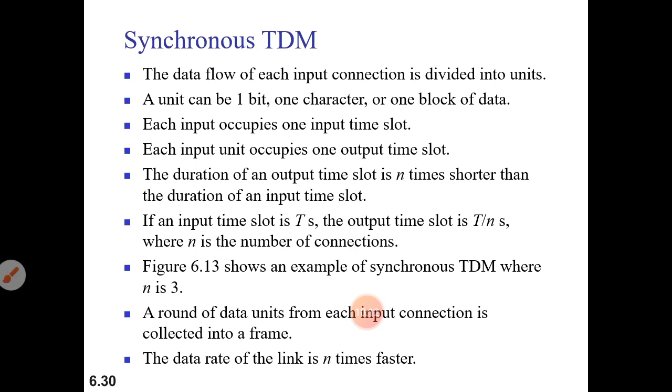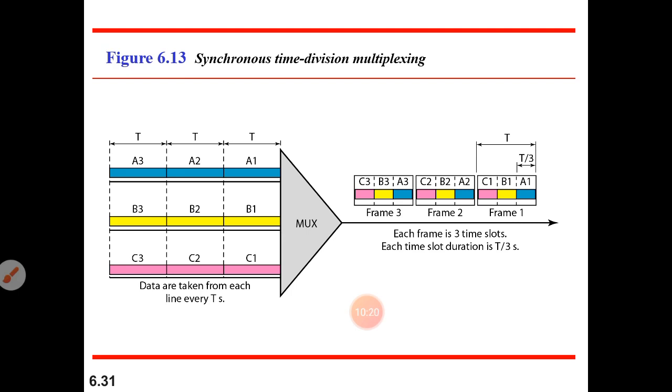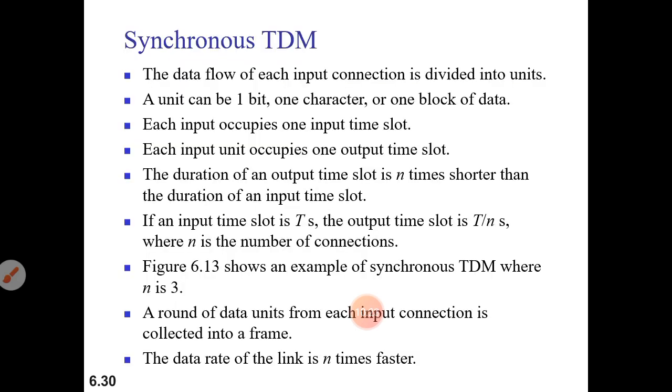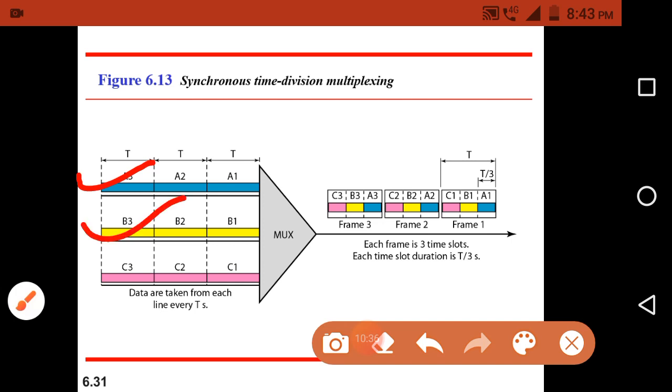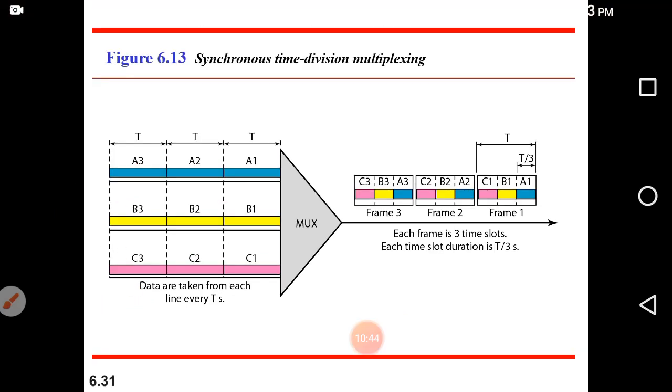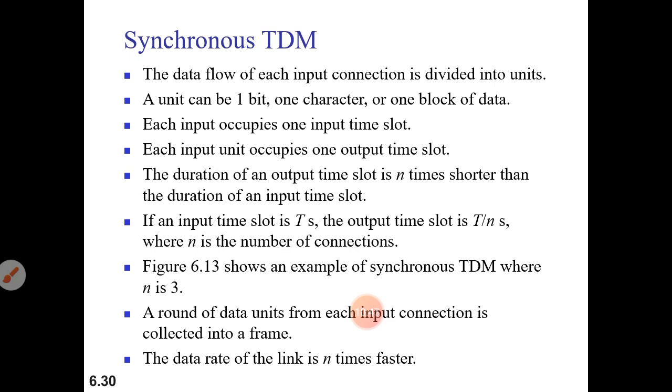So what is synchronous time division multiplexing here? They have given the block diagram for it. The first point in synchronous time division multiplexing is that the data flow of each input connection needs to be divided into units. Look, there are a total of 3 connections, and each connection we have to divide into 3 units. That is why they say the data flow of each input connection is divided into units.